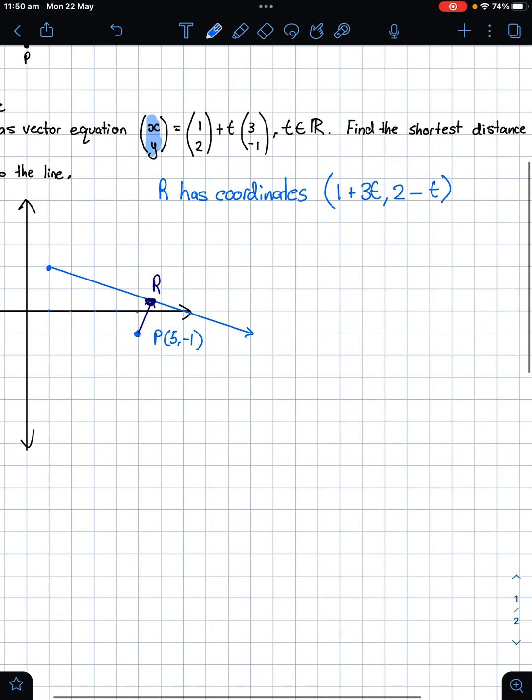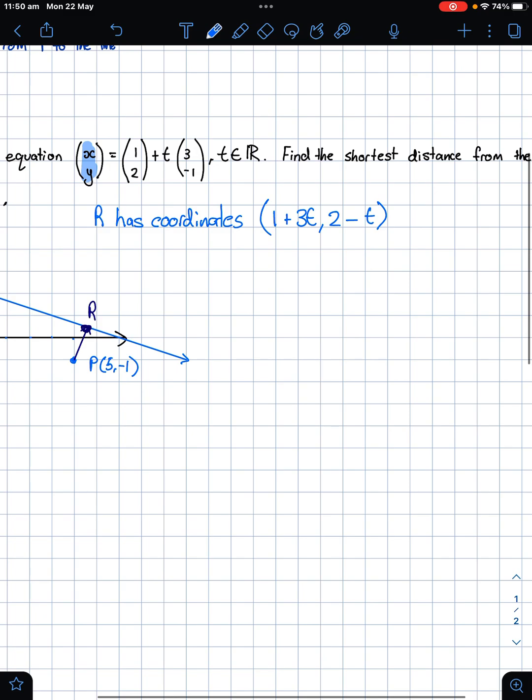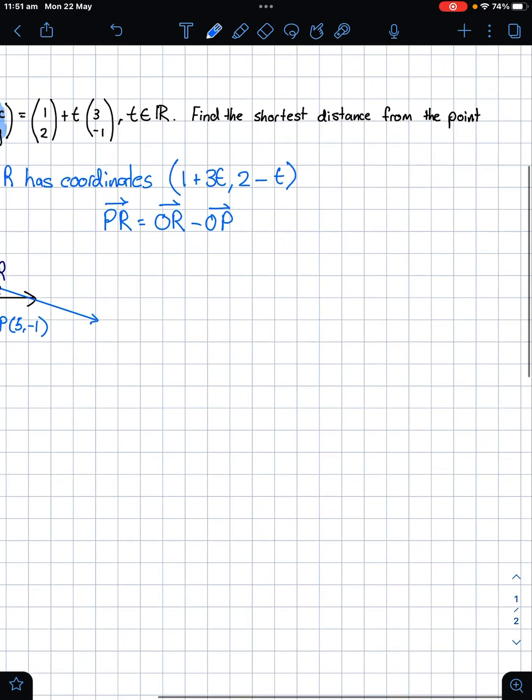So then if we're going to look for a vector from P to R, if we think about this, this was going to be OR minus OP from our previous bit. So those positions will help us in this space. So OR we've got here is going to be, now I'm going to turn this back into a vector.